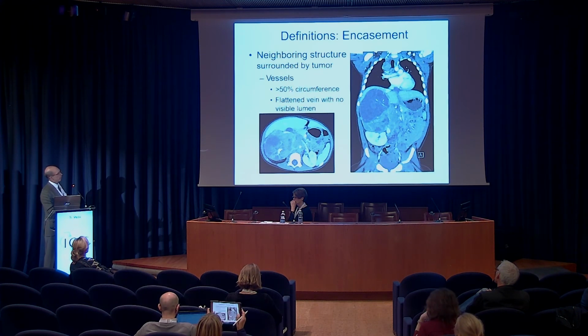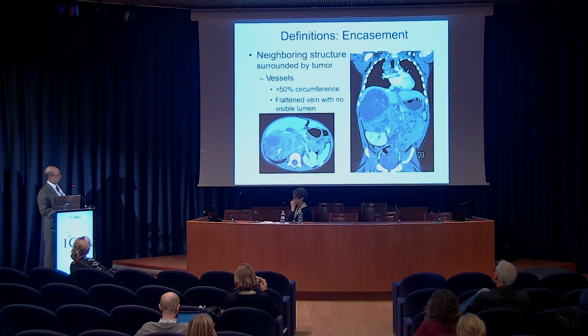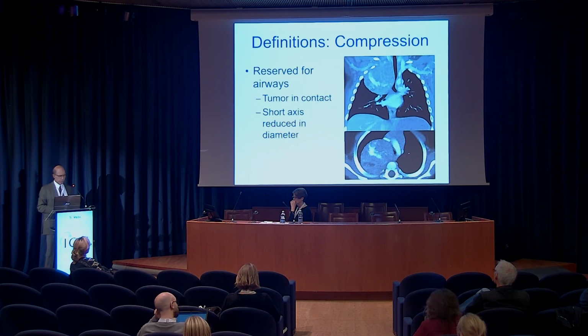For vessels, the aorta or major arteries, it's a greater than 50% circumference surrounded by the tumor, or in this particular case, I couldn't show you the IVC. It starts here and it gets reconstituted here. It's completely obliterated or flattened. So this is a separate IDRF. So we have abutting the renal hilum, we have encasement of an artery, we have encasement of a renal vessel, we also have encasement of a venous structure. So we have multiple IDRFs in this patient.